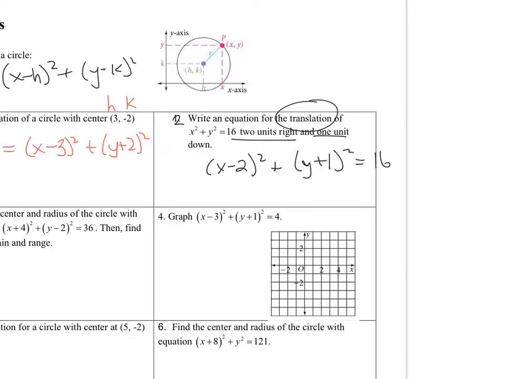equals 16. So you just have to keep in mind that if you're going right, this is going to be negative, left, it's going to be positive. If you're going down, this is going to be positive, and if it's going up, it's going to be negative. It's kind of backwards from what you think it would be.